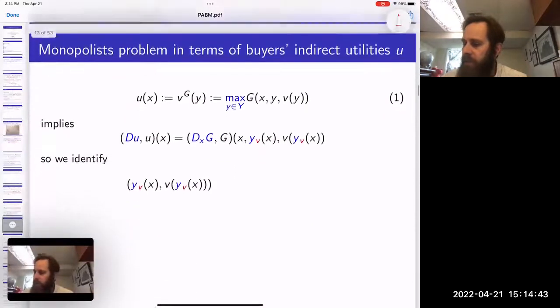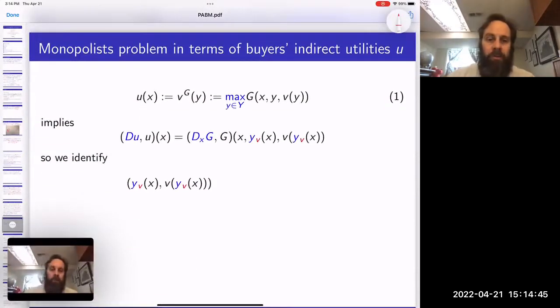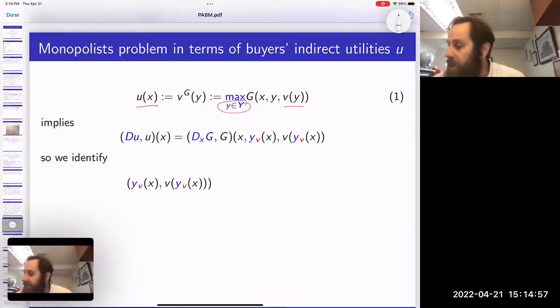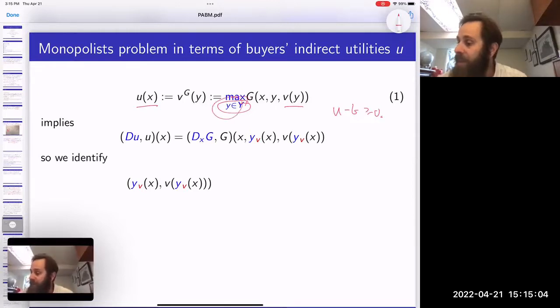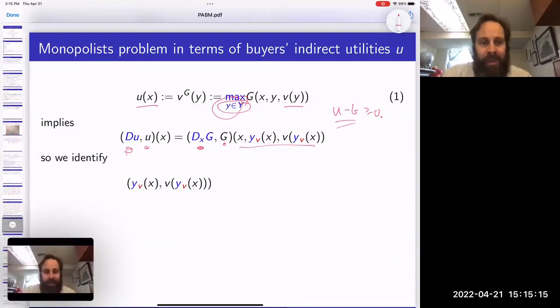Okay, so here's the reformulation of the monopolist problem in terms of the buyer's indirect utility. The price menu V leads to an indirect utility U that you get by computing this maximum over potential products that they can buy. Since U minus G is non-negative, with equality at the product that actually attains this maximum, you get some first order conditions satisfied, which say that both U and its derivative with respect to X agree with G and its derivative with respect to X when you evaluate at the product selected.